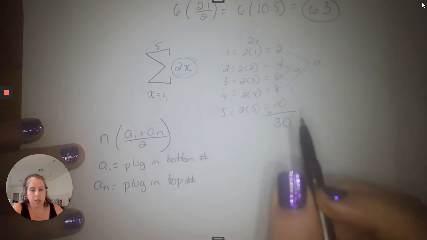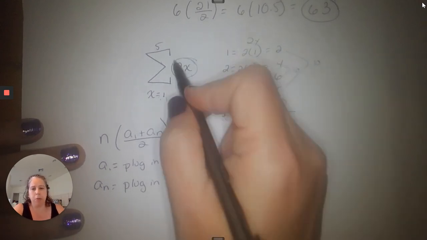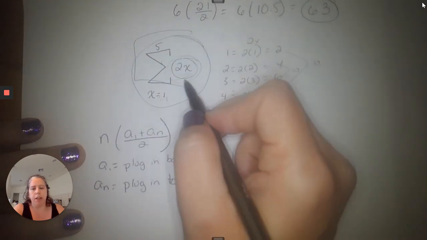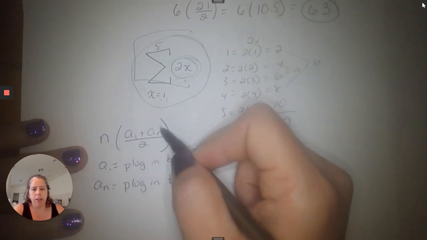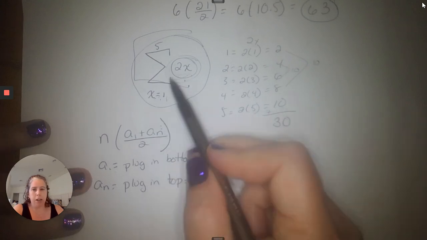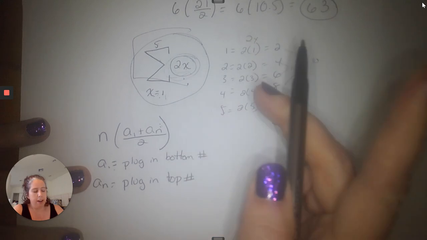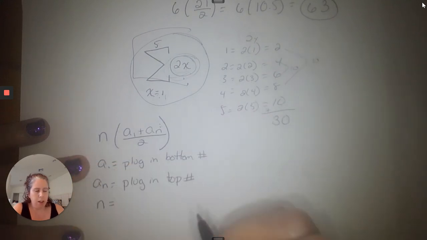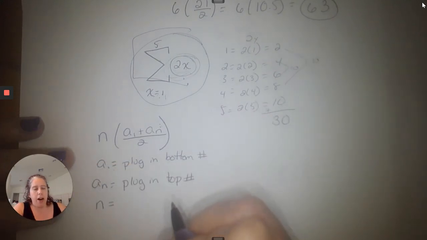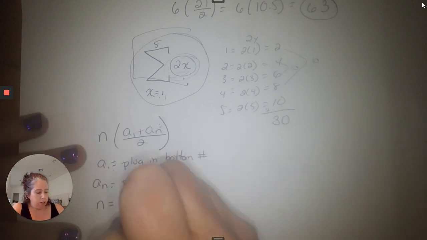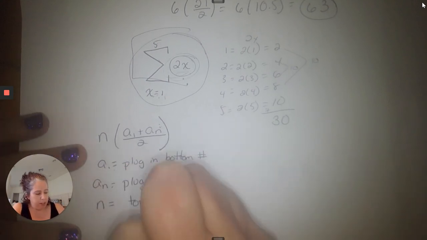I know some of you are asking where you're plugging them in. Plug it into the expression here, as if we were doing this problem the shortcut way. To get a1, you plug the bottom number in here. To get an, you plug the top number in here. Now, here comes the tricky part, and I'm going to show you why you have to do it this way on the next problem. To get n, you're going to do the top number minus the bottom number.